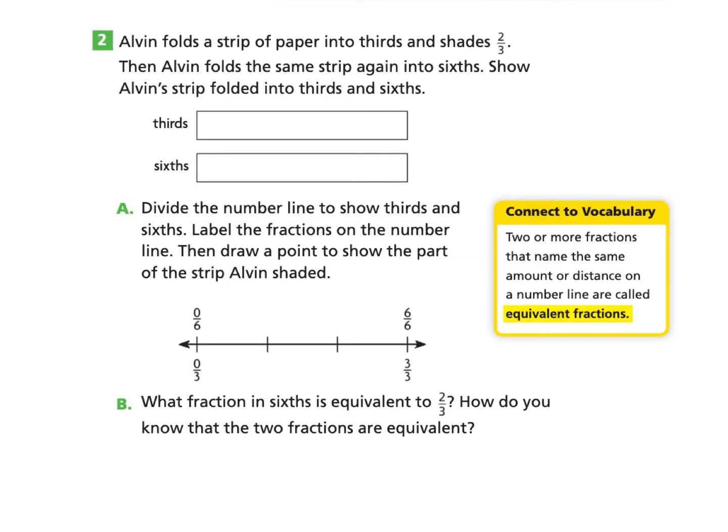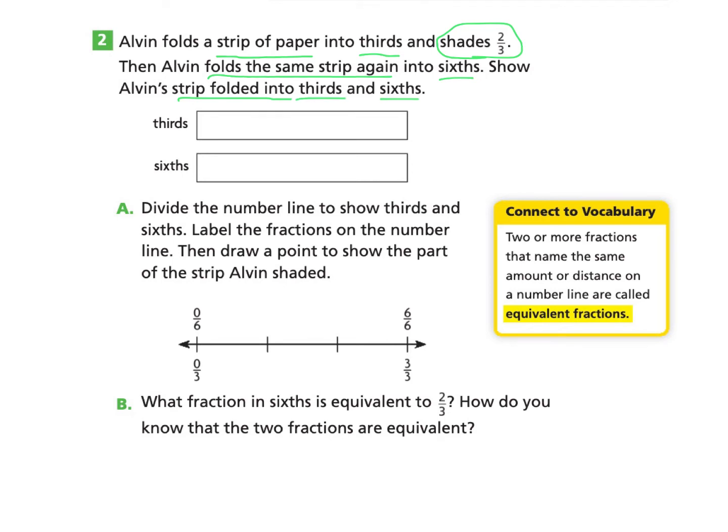Let's take a look at the next page, page 423, part 2. Alvin folds a strip of paper into thirds and shades 2/3. Then Alvin folds the same strip again into 6. Show Alvin's strip folded into thirds and 6.